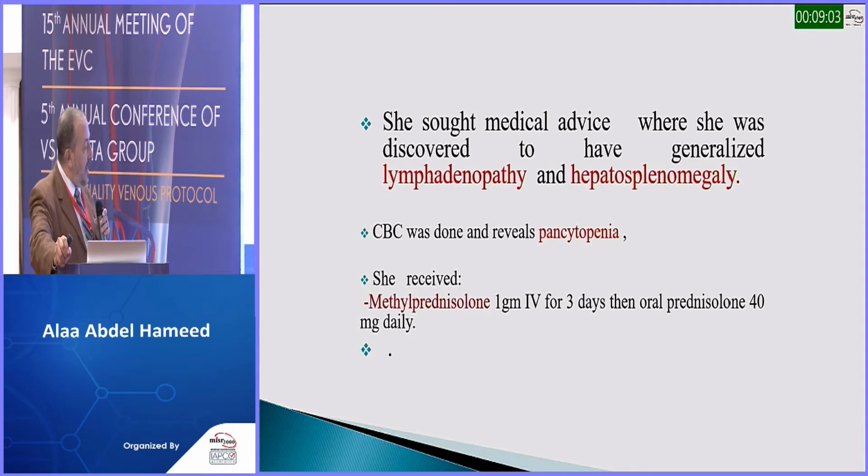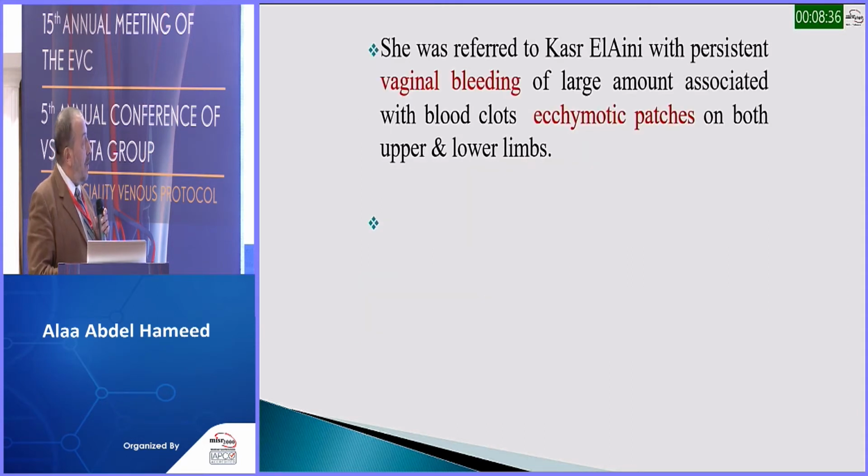The blood picture done at that stage revealed a decrease in all elements of blood, I mean hemoglobin, white blood cells, and platelets. She started to receive methylprednisolone on the basis that she has lupus erythematosus with pancytopenia, and they thought the cause of pancytopenia is an activity of lupus erythematosus. She was referred to Qasr al-Aini at our center with persistent vaginal bleeding of large amount associated with blood clots and ecchymotic patches on both upper and lower limbs.